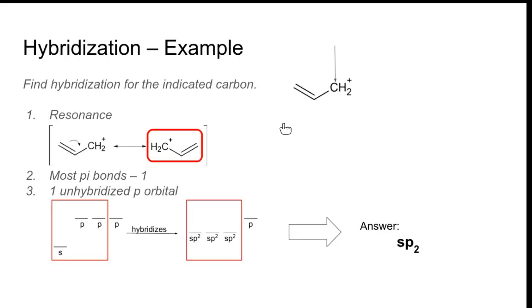So to do a quick example, if we take, again, that carbocation from before, and we do resonance, the most pi bonds, for example, for this carbon here, the most number of pi bonds is 1, right? In this one, it doesn't have any pi bonds apparently, but in this resonance structure here, it has 1 pi bond. So that means we need one unhybridized p orbital, right? So we keep that, and then we hybridize the other 3 to get 3 sp2 orbitals and a p orbital, which means that this carbon here is an sp2 hybridized carbon.